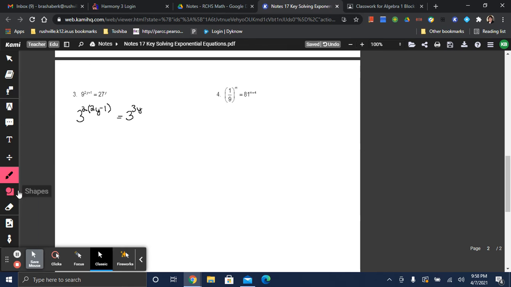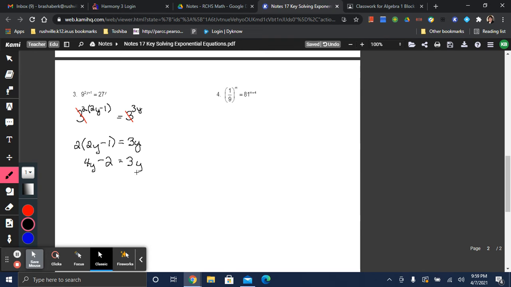So now I can cancel the bases. I now have them the same, but my exponents now are what I'll be working with. So I'm going to take 2 times the 2y minus 1, set that equal to my other exponent, 3y, and then solve this equation. I'll have to distribute, so 4y minus, I'll distribute and get 2.